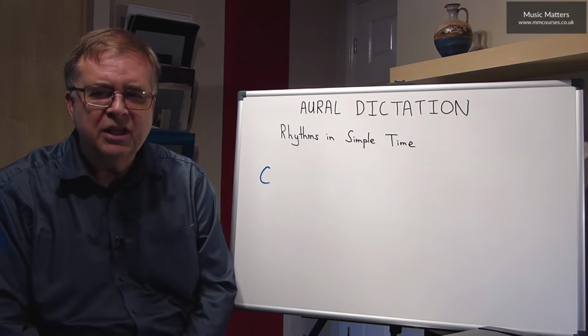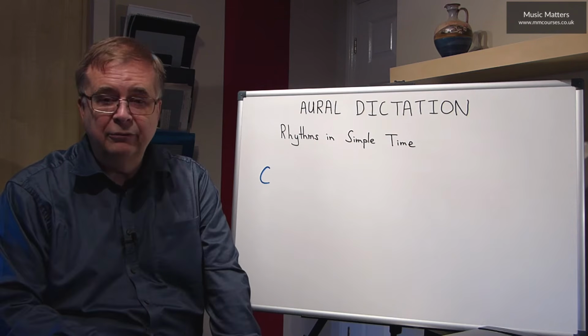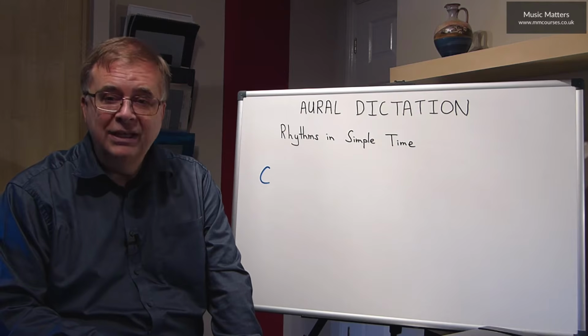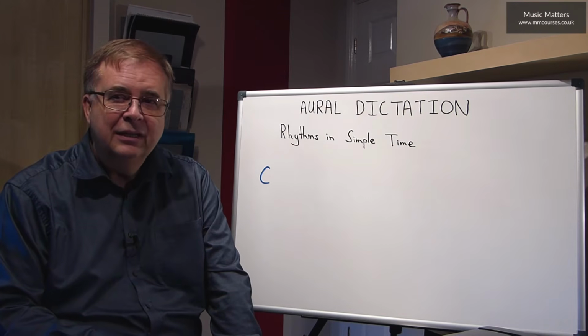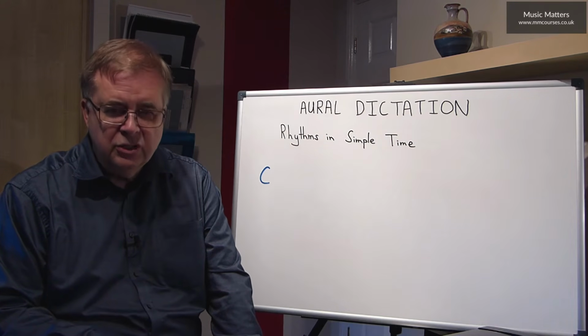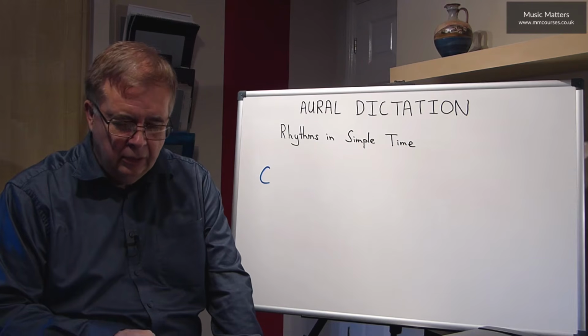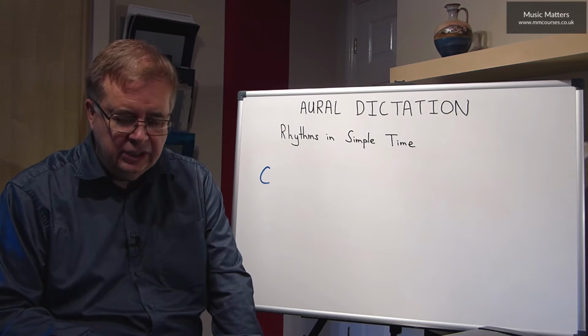Okay, so here comes our third example. I'll count 4 for nothing again. 1, 2, 3, 4. 1, 2, 3, 4. 1, 2, 3, 4.